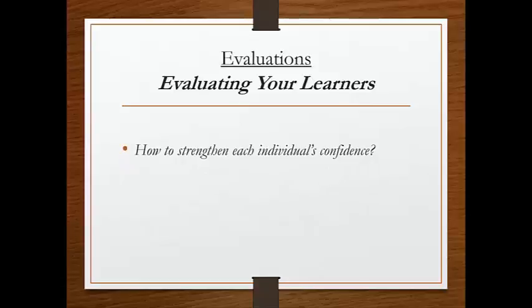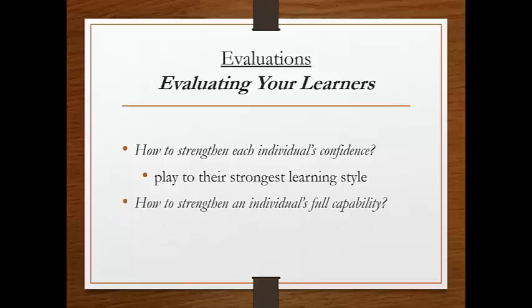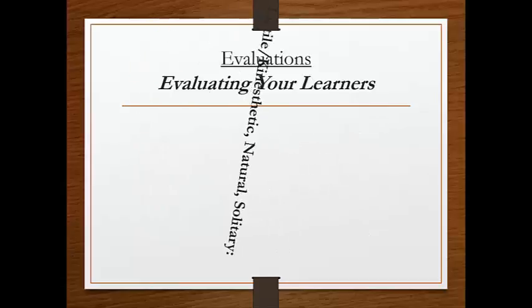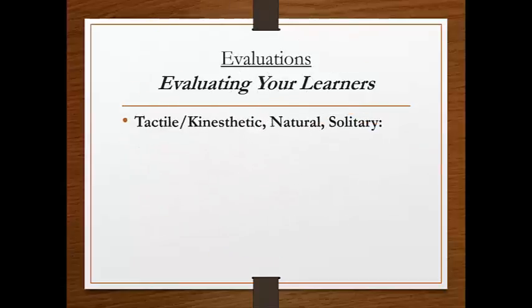So how do we strengthen each individual's confidence? We want to play to their strongest learning style. How do we strengthen an individual's full capability? That's working with their weaker learning styles to create that well-rounded learner. Let's first look at the tactile, kinesthetic, natural, and solitary learners and how we're going to evaluate them.